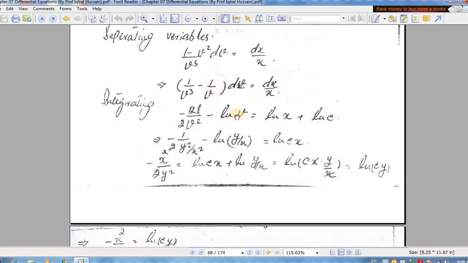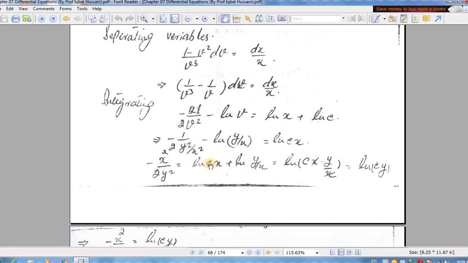Integral 1 over v is log v. Integral 1 over x is equal to log x plus some constant. Here the constant is log c. Now writing this as log cx and putting the value of v, simplifying, we will get minus x square divided by twice y square is equal to log of cx plus log of y divided by x. This term has been transposed to the right side, so it is here.